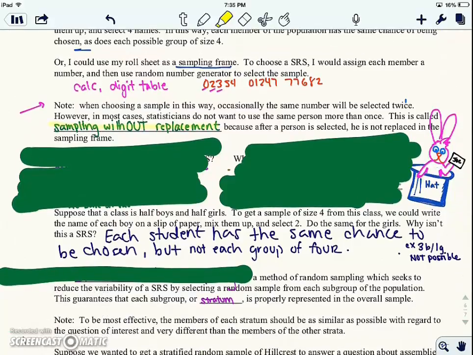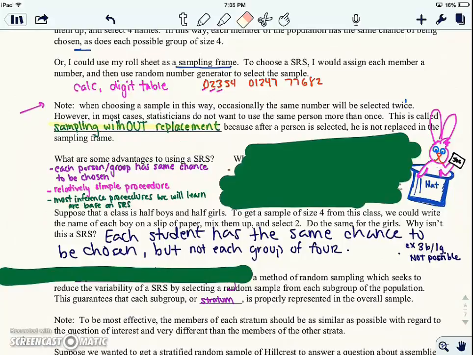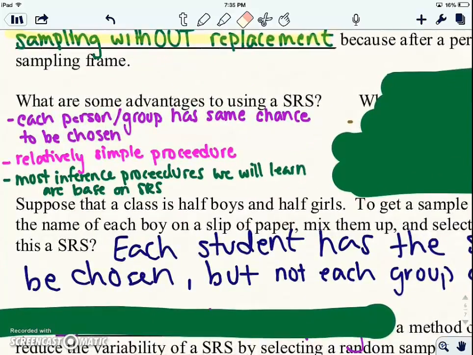Okay, so let me give you some advantages and disadvantages. Some advantages: each person or group has the same chance of being chosen. It's a relatively simple procedure. It's like sticking everybody's names in a hat and drawing them out. And most inference procedures we'll learn in quarter 4 are based on a simple random sample.